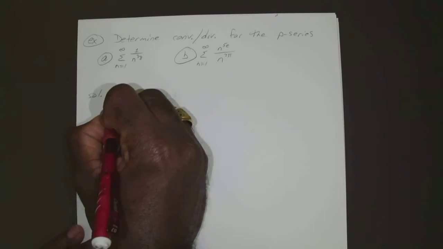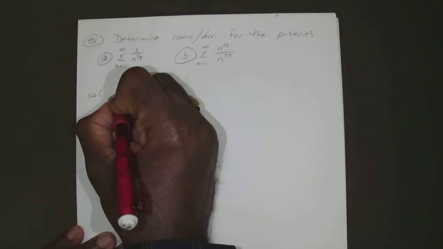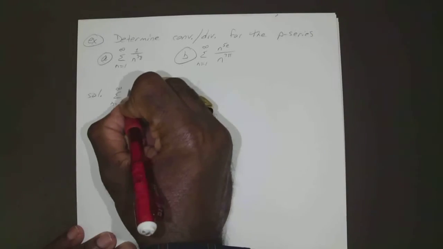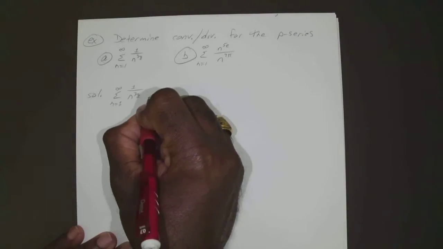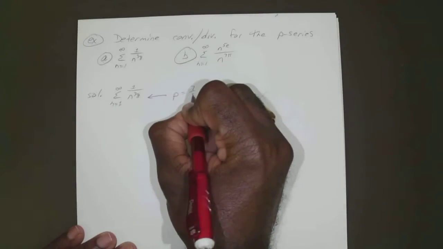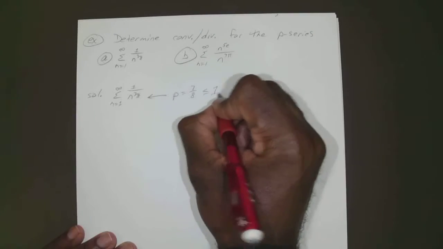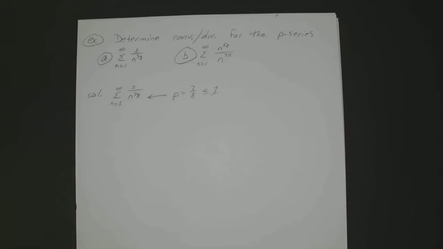Okay, so we know that for the sum from n equals 1 to infinity of 1 over n to the 7/8, our p is equal to 7/8, which is less than or equal to 1, so you know it diverges.